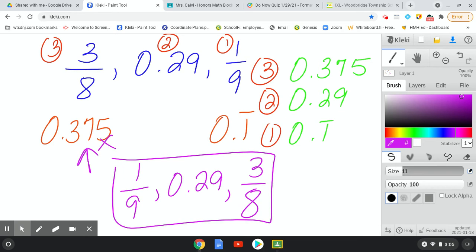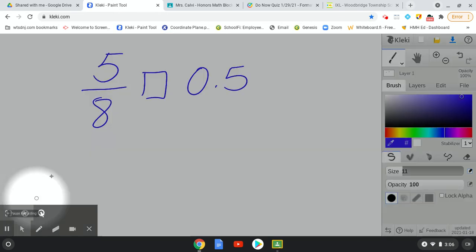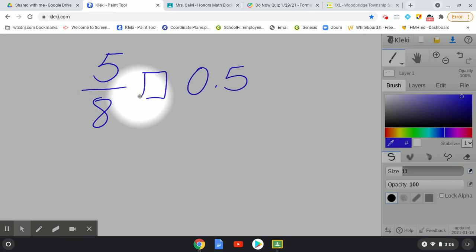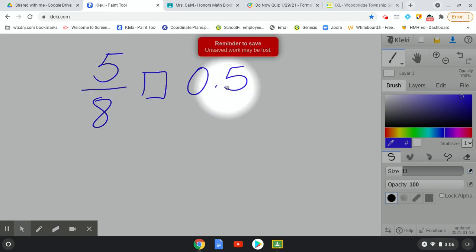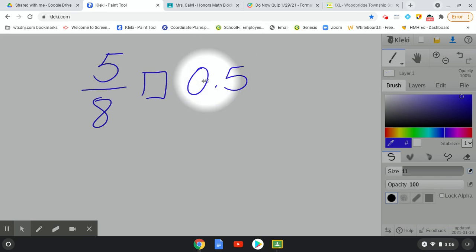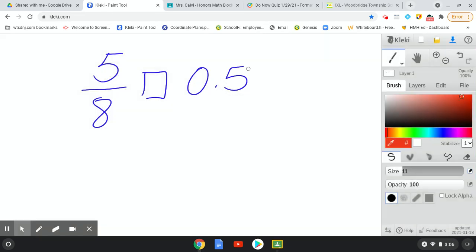All right? Okay, one last thing I want to go over, and that is comparing fractions and decimals. So here we're comparing 5/8 to 0.5 or 5/10. So in order to compare these, you're going to either want them both in decimal form or both in fraction form, okay? Well, I can easily put this into fraction form, and I know if I just read this, it says 5/10. So in fraction form, this is 5/10.